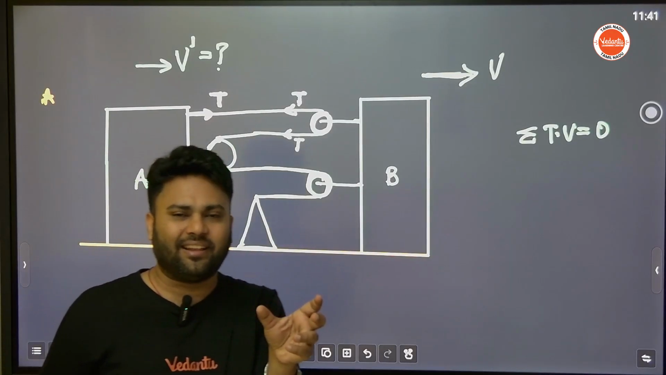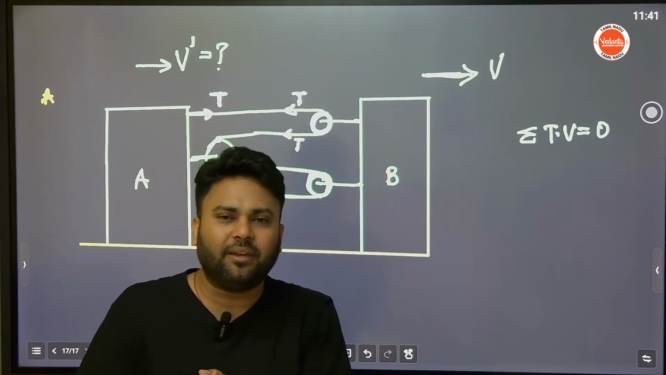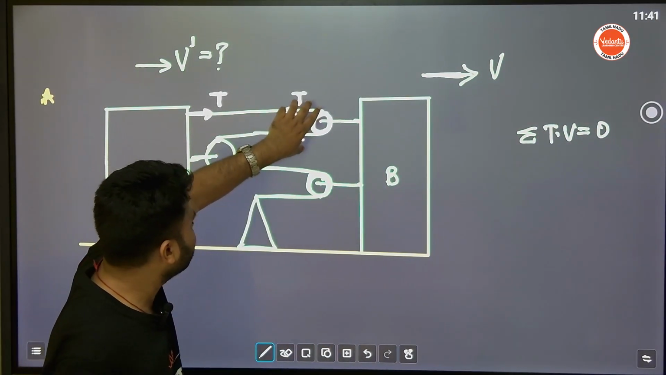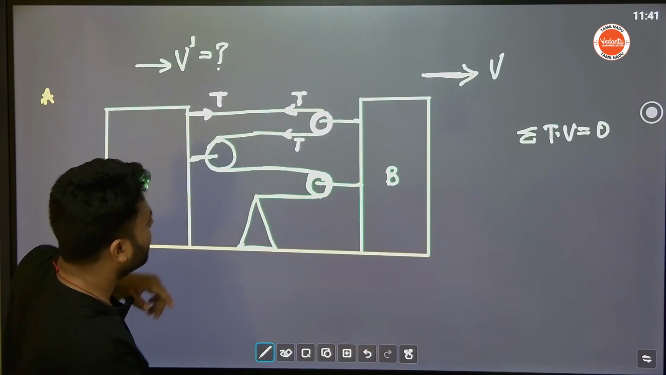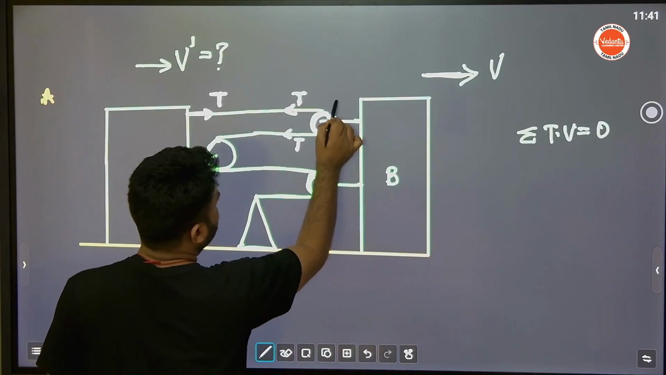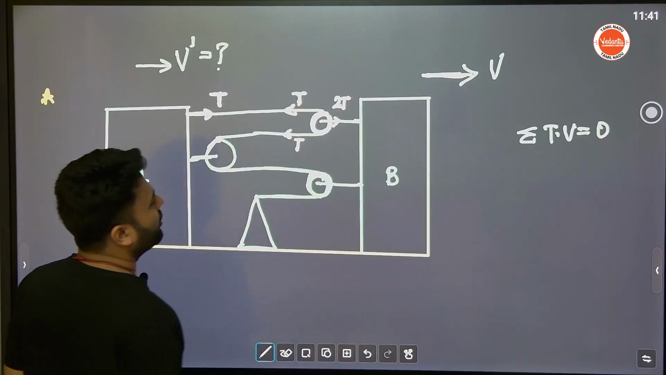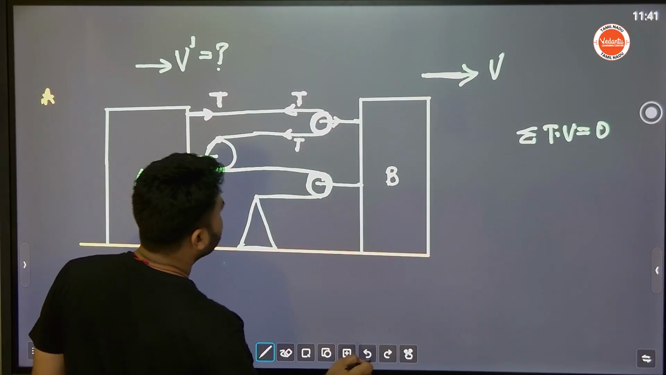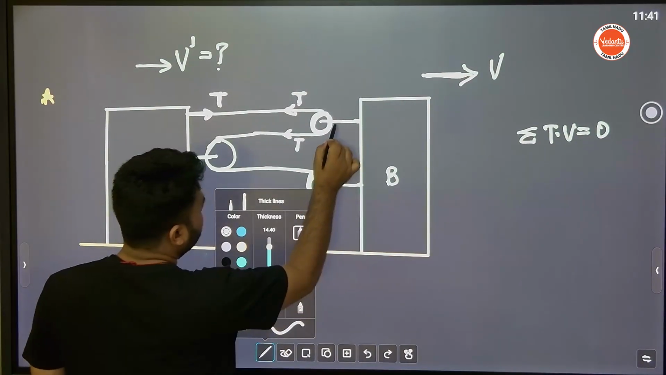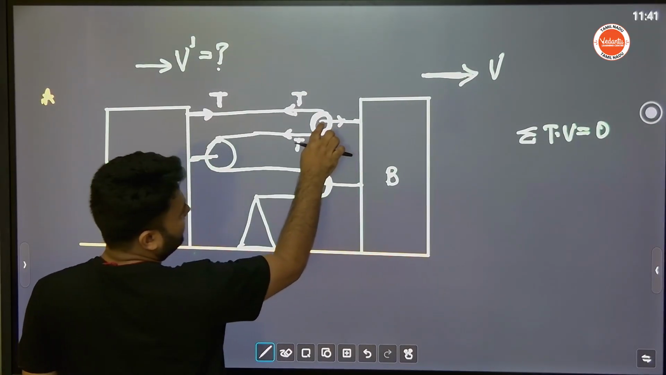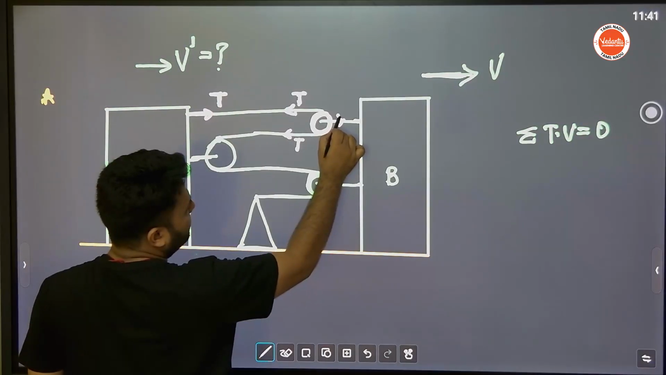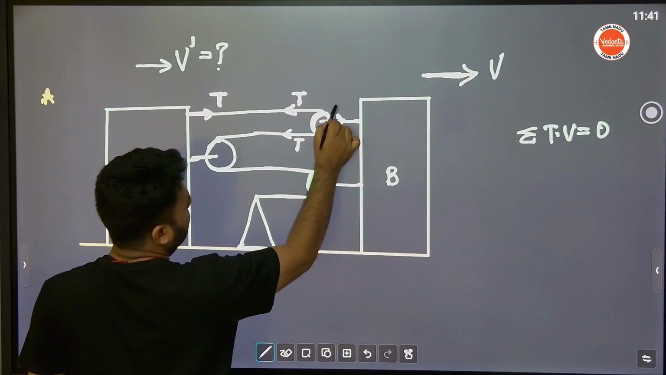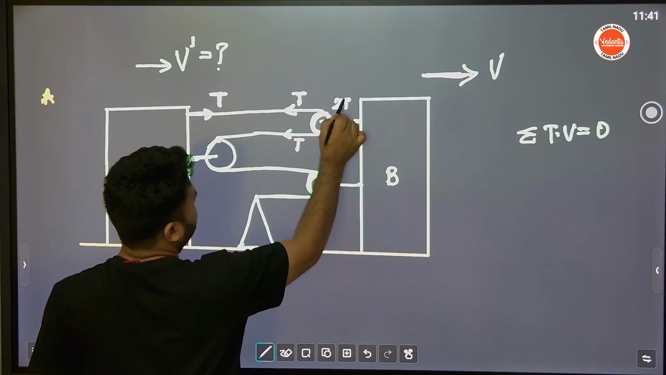Tension acts away. Now if it is T, since the pulley is massless, the net force on the pulley will be the same. So this side it is 2T, T plus T, 2T. So this side it should be how much? 2T. Here tension will act away now. Here there is a different string. And here this tension will be 2T.